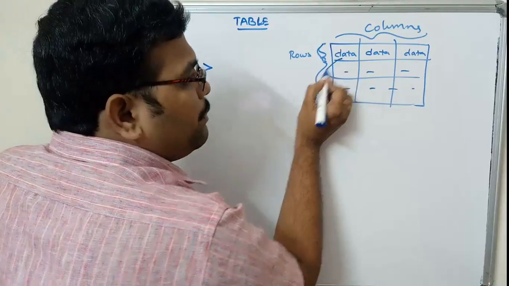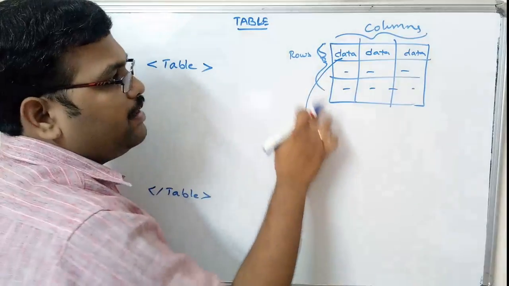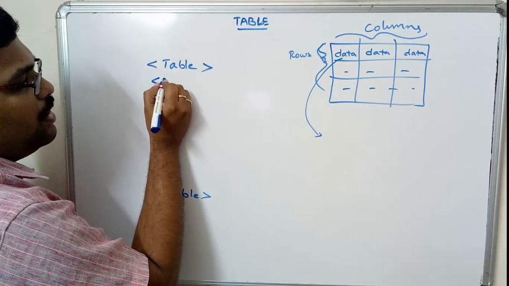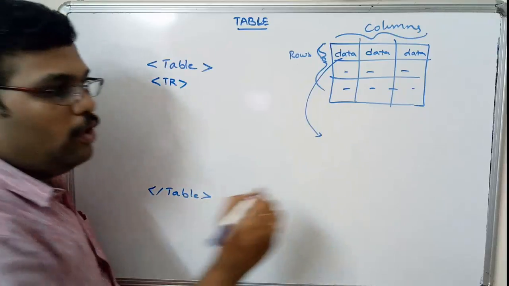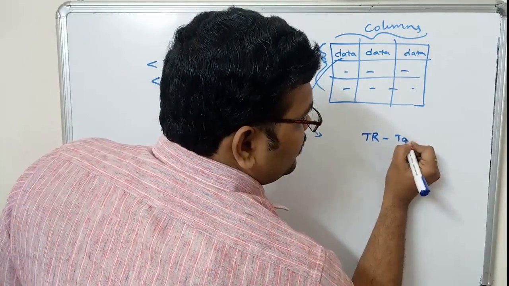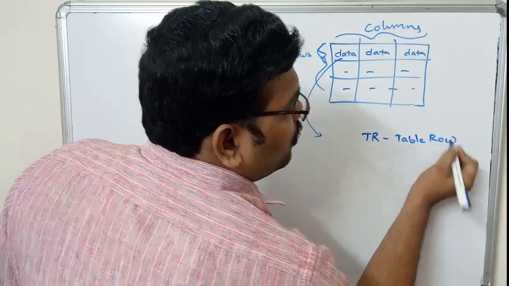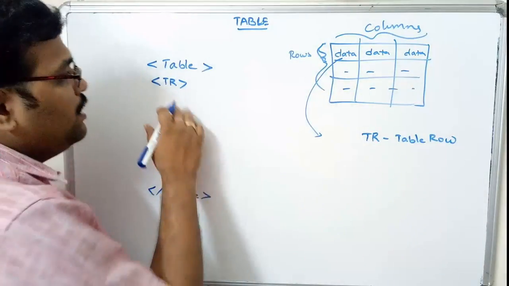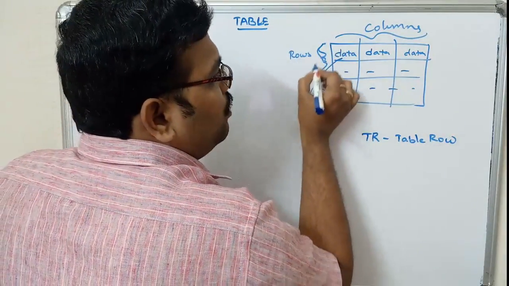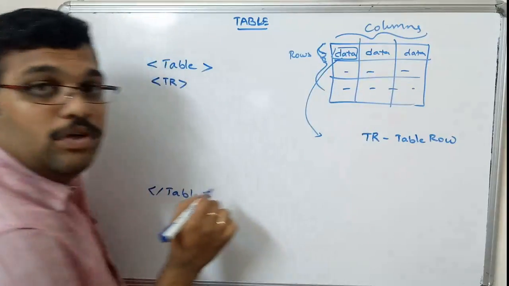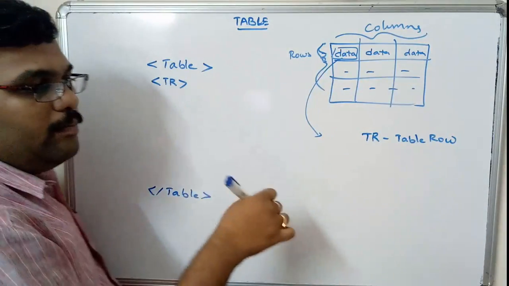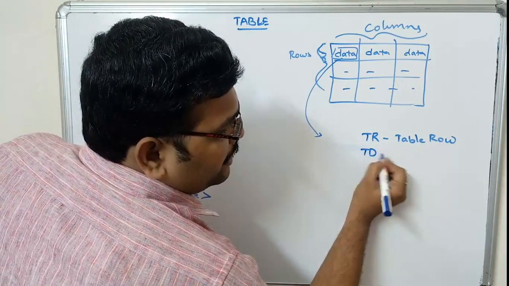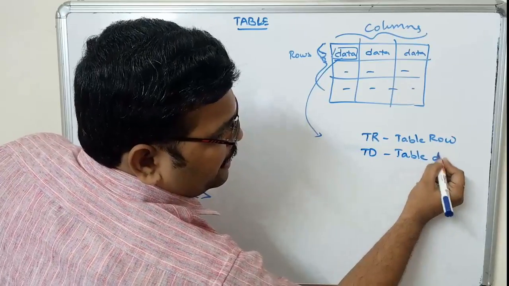To represent this data, we have to write the row and the corresponding column. For the row, there is a tag called TR. TR means table row, right? Inside the row, we have to write the columns. Inside this row, there is a column in which we insert the data. The column must be inserted by using the TD tag. TD means table data.